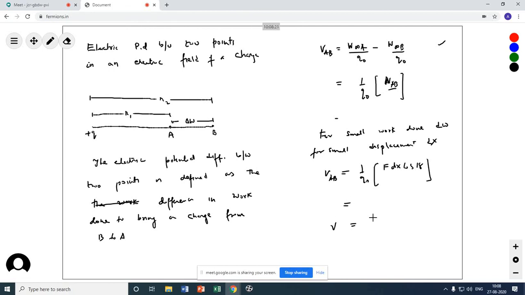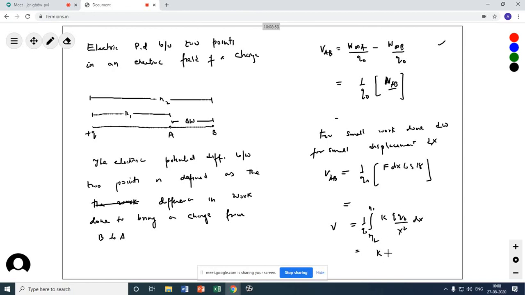So V would be equal to, but you are bringing from where to where? You are bringing from infinity to R1, that is, this is between R2 and R1, right? B to A. So it should be R2 to R1. Okay? And 1 by Q naught is there. So K Q naught by X square. Same derivation, only we are changing the limit, nothing else.